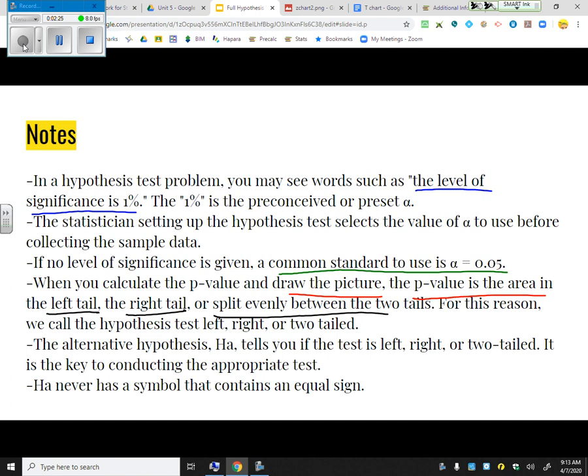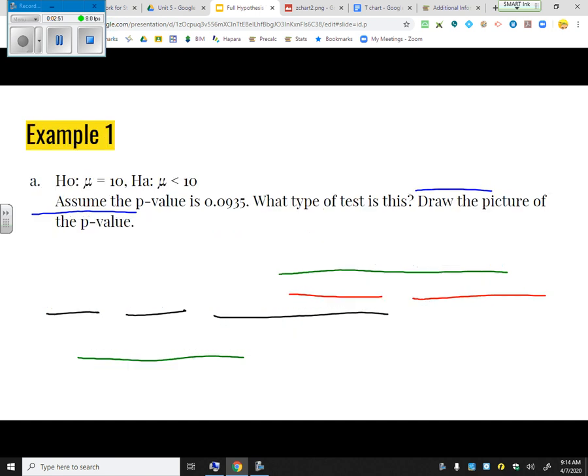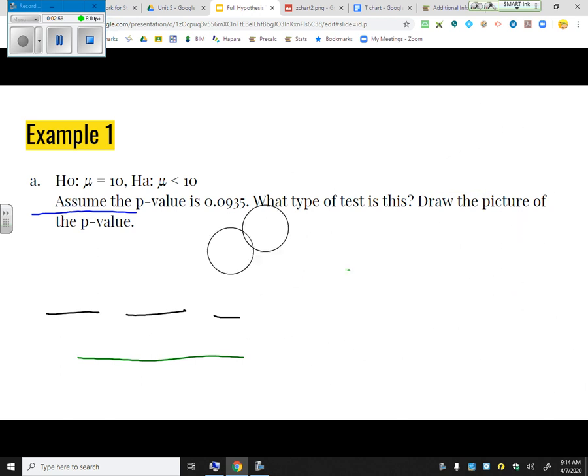And how I'm going to figure out which one it is, whether it's a left tail test, right tail test, or split evenly, is it's going to come from the alternative hypothesis. If you've done all your homework, and you've done your practice problems, and you've watched these videos, you should have some pretty good idea of how to set up your null hypothesis and your alternative hypothesis. So I don't think that's going to be a problem for us. Okay? So let's talk about the new part of this. I just want to try to draw pictures and determine what type of test I have.